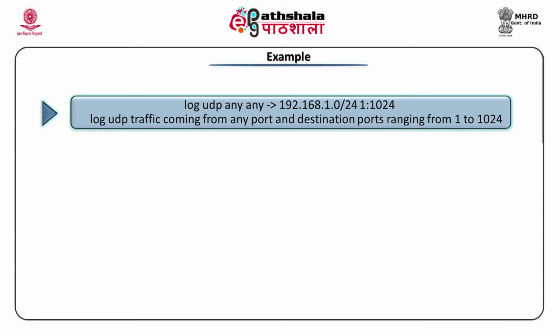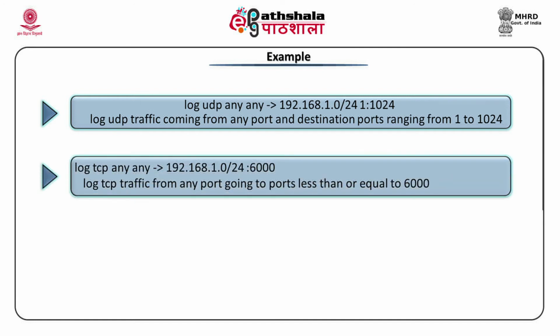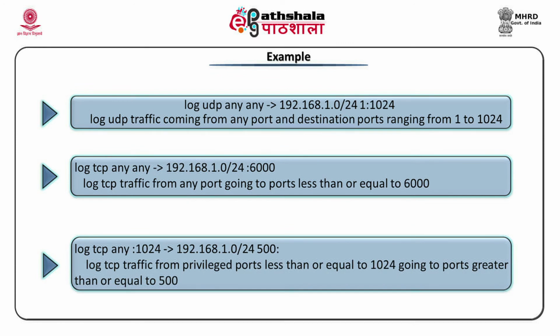Static ports are indicated by a single port number such as 111 for portmapper, 23 for telnet or 80 for HTTP. Port ranges are indicated with the range operator, which may be applied in a number of ways. Log UDP any -> 192.168.1.0/24 1:1024. So, log UDP traffic coming from any port and destination ports ranging from 1 to 1024.